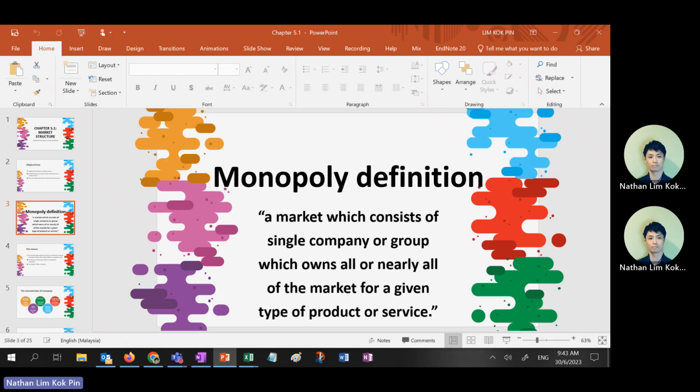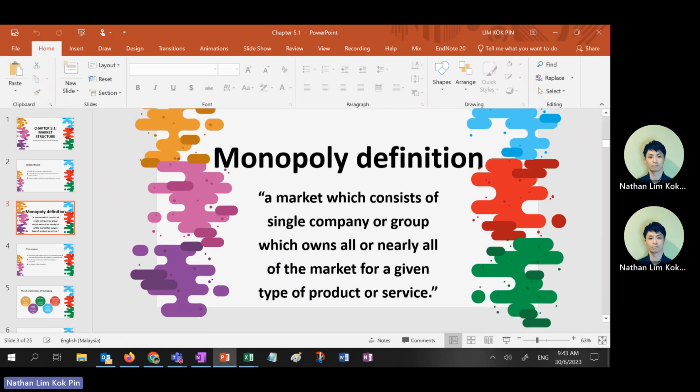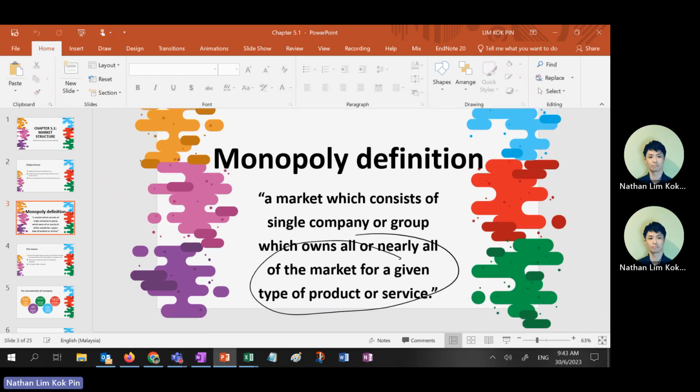Mono stands for one. Poly stands for more than one. So it means one seller, many buyers. Make sense? One seller, many buyers, right? So they mostly have this entire market.